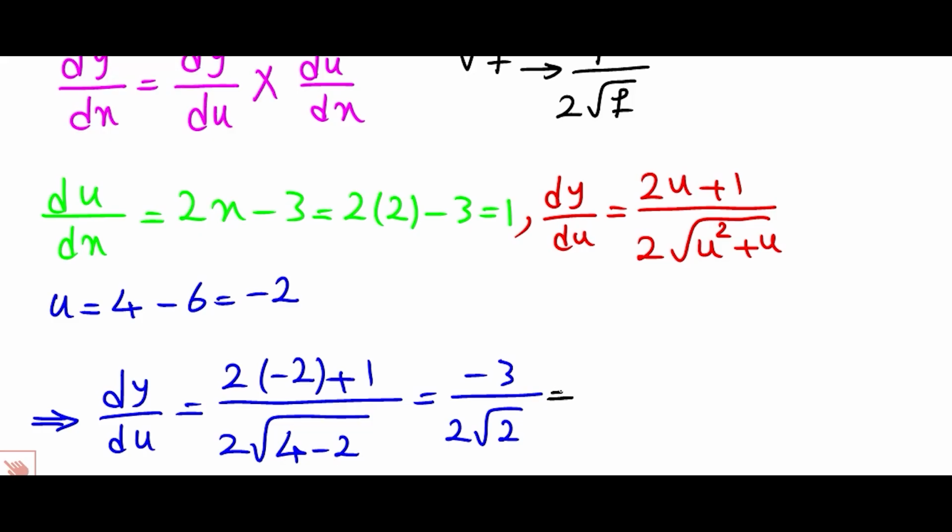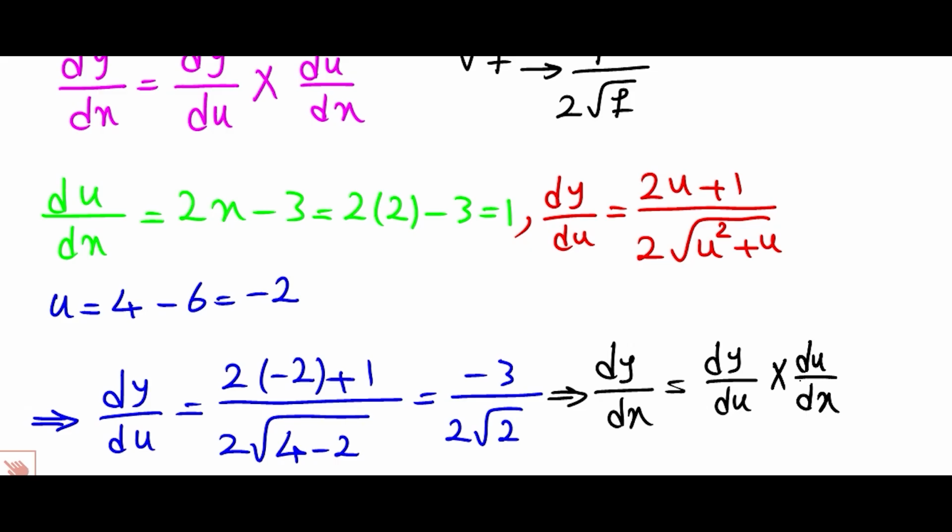Finally, dy/dx is equal to dy/du times du/dx. And as you know, du/dx is 1 and dy/du is equal to negative 3 over 2 times the square root of 2. So the final answer is negative 3 over 2 times the square root of 2.